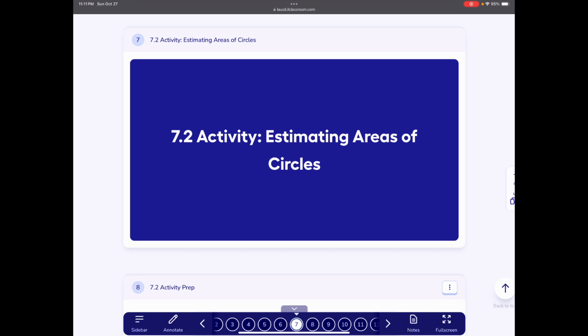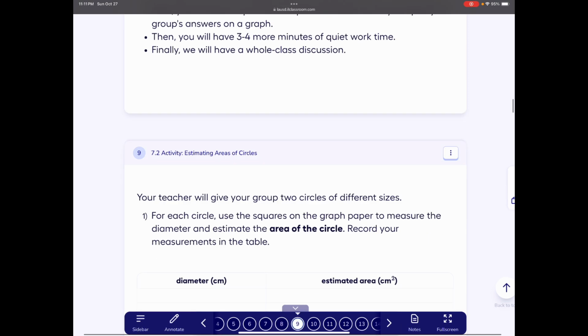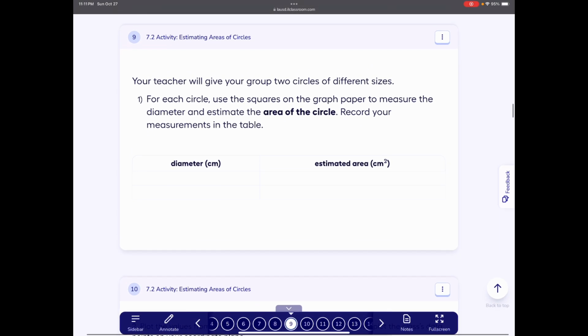In activity 7.2, we're going to be estimating the area of circles. And this is going to be similar to a few lessons ago. We estimated the circumference of circles and graphed it according to circumference against diameter. This time we're going to be graphing area against diameter. So here's our table, estimated area and diameter. And for the estimated area, you're just going to estimate the area, just like we did in the warm-up. You're going to try to make shapes within the circle.